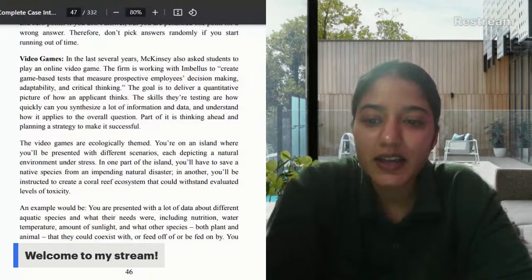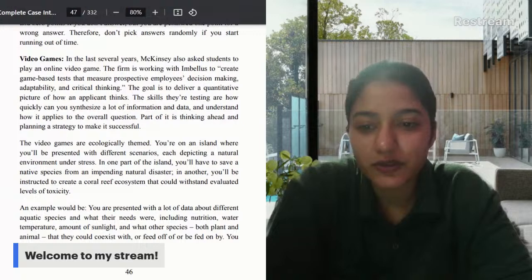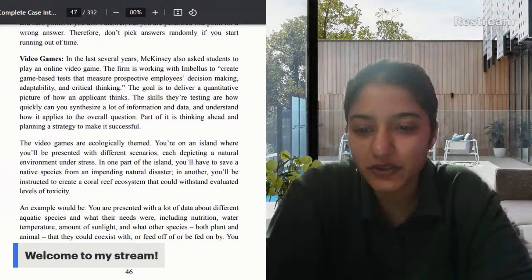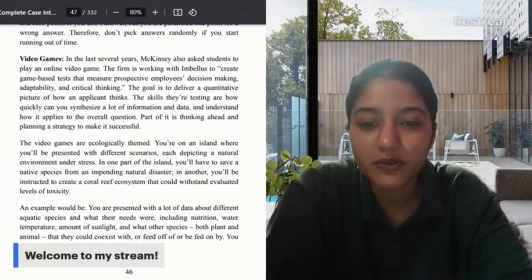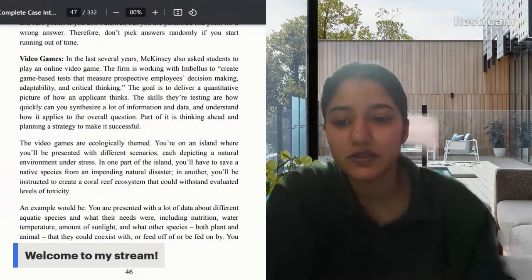Part of it is thinking ahead and planning a strategy to make it successful. The video games are ecologically themed. You are on an island where you will be presented with different scenarios, each depicting a natural environment under stress. In one part of the island, you will have to save a native species from an impending natural disaster. In another, you'll be instructed to create a coral reef ecosystem that could withstand elevated levels of toxicity.